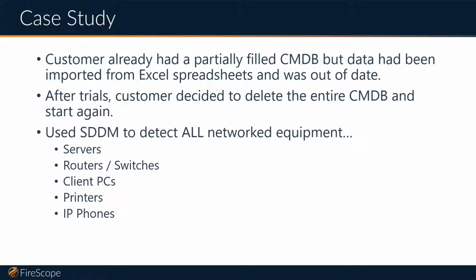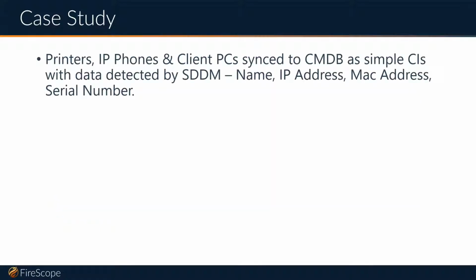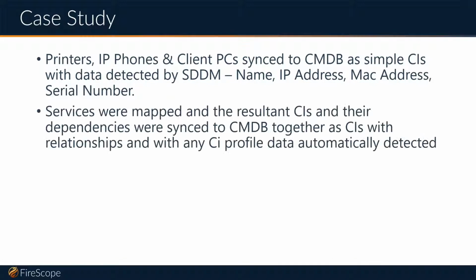They created CI types for the IP phone specifically in Cherwell, and then we started federating them across. For the printers, phones, and client PCs, we just sent them across as simple CIs. They weren't interested in relationships, but what they did want was the CI profile data, things like the name, the IP address, MAC address, and serial number where appropriate. So we were able to send all that detected directly off the network.